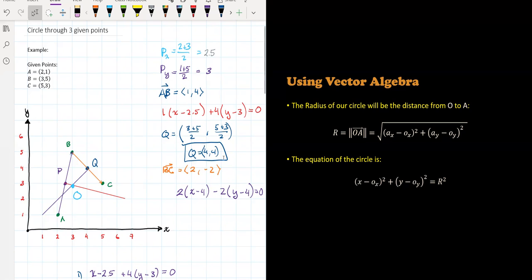All right, I hope everybody enjoyed that. You now know how to find circles in the plane if you are given 3 points.